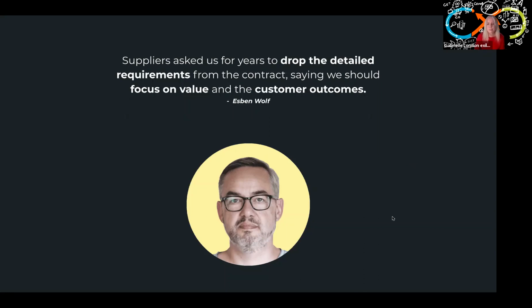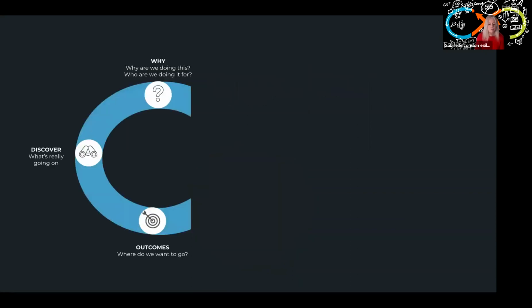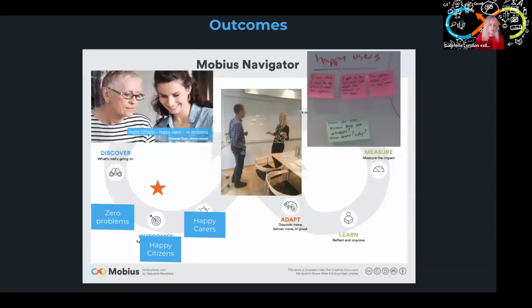So an awesome guy. When he started this, he said for many years suppliers had told him you need to be more outcome focused. So he created an interesting request for proposal where it was all about how will you help us deliver the outcomes. If you look there, there were six main outcomes. I've mentioned three here. They had a lot of technical issues. So he said, we want zero problems, happy citizens, and happy carers.